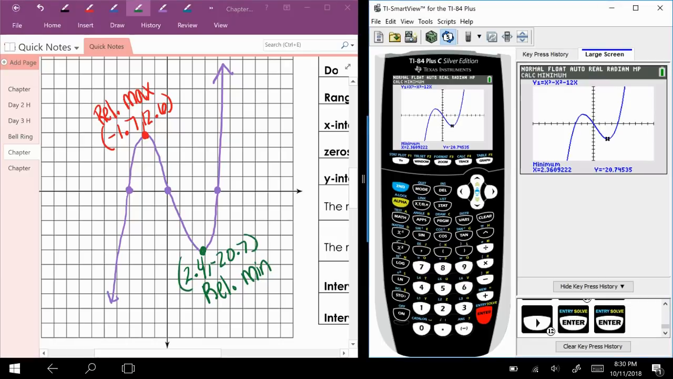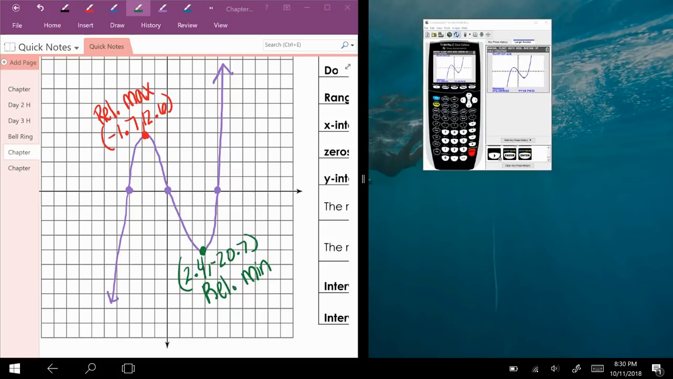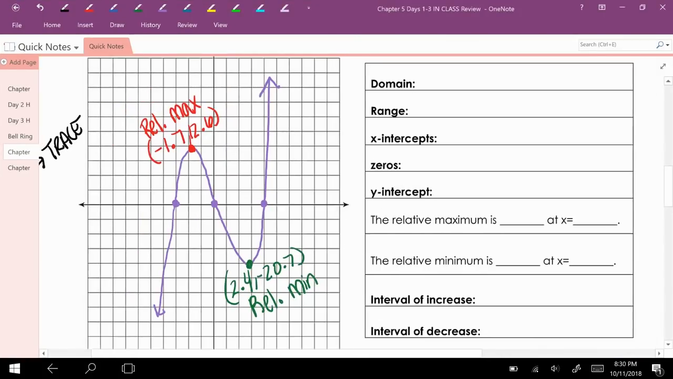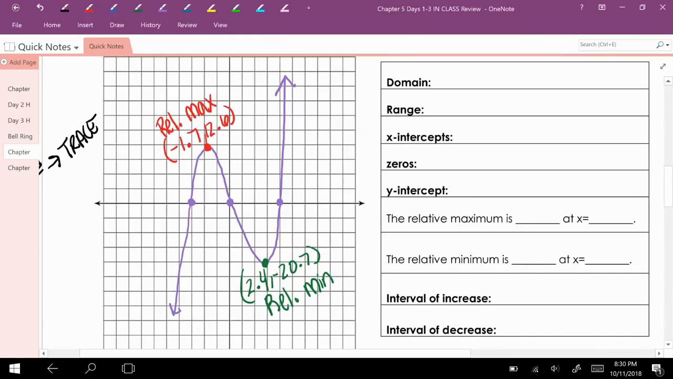Now I'm done with the calculator. I don't need that anymore. And now let's answer the questions. Now that we have this graph, we're going to answer the question. Hopefully you know the domain and the range of all cubic-like functions. They go forever to the left, forever to the right, forever up, and forever down, so it's all real numbers. And we represent that with negative infinity to positive infinity. And that's for the domain and the range.